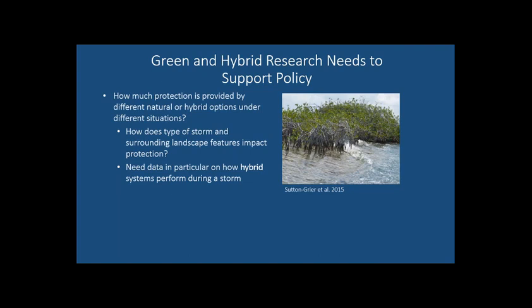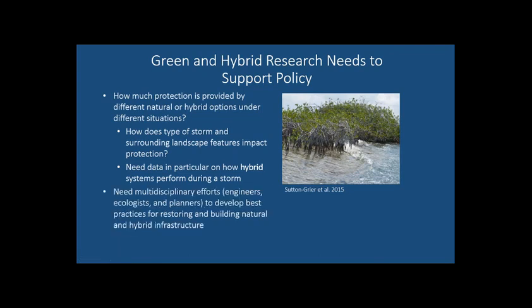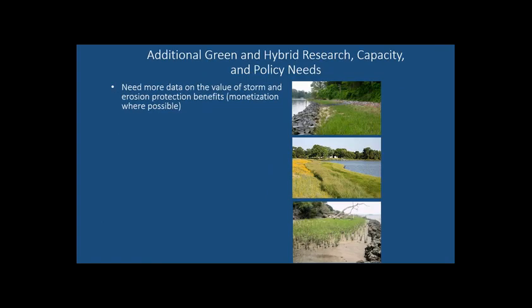We also need data in particular on just how hybrid systems perform during a storm, because many of these hybrid opportunities have come into place fairly recently, and we don't have a great deal of data on how they function for storm protection. We also need multidisciplinary efforts, and here I'm talking about engineers and ecologists and coastal planners and managers, et cetera, to develop best practices for restoring and building natural and hybrid features. Because this is fairly new for the coastal management community. And in order to try to develop more of these projects, we need more expertise, and we need best practices, basically. So there are some additional research capacity and policy needs that we identified in our paper as well.